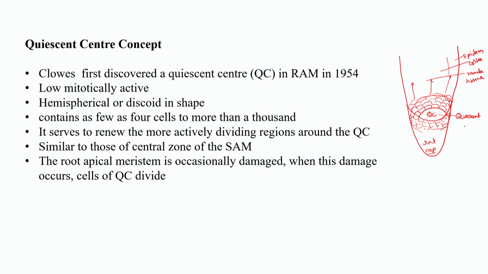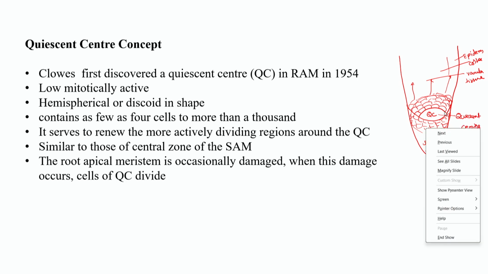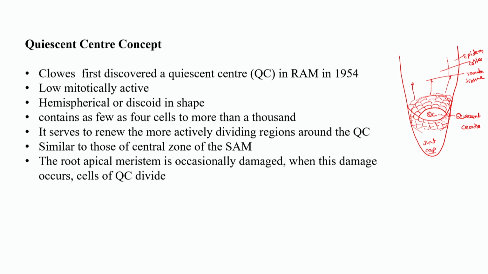The structure of this quiescent center is basically hemispherical, sometimes discoid in shape, and the number of cells in the quiescent center can vary. As few as 4 cells have been observed in Arabidopsis, and more than 1,000 cells are supposed to be present in the quiescent center. And this is the place which serves to renew the more actively dividing regions which are present around the quiescent center.